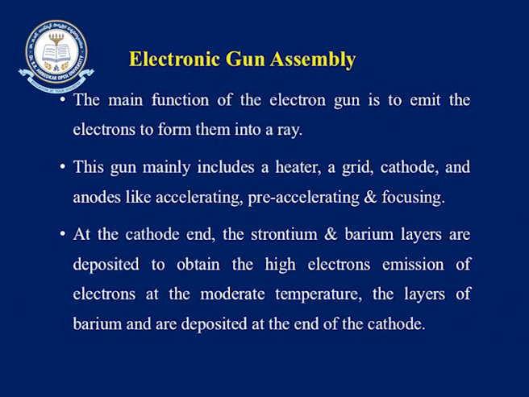Next, the electronic gun assembly. The main function of the electronic gun is emitting electrons and forming them into a ray. The gun mainly includes a heater, a grid, a cathode, an anode, and pre-accelerating, accelerating and focusing anodes. That is the main purpose of the electronic gun assembly.